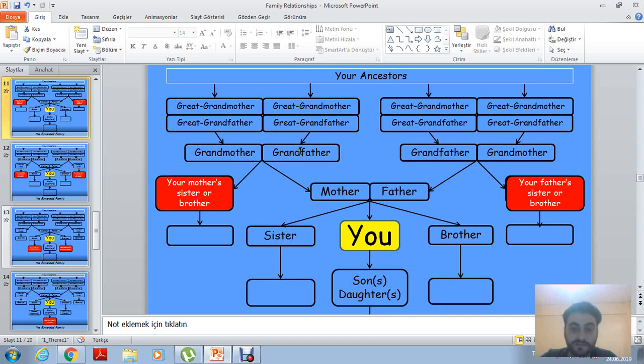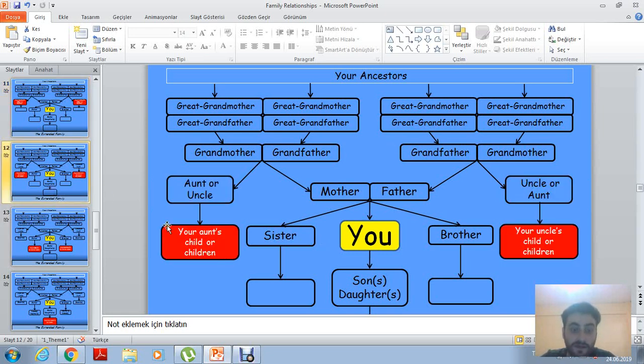Your grandmother and your grandfather might have other children. So your grandparents' children are your aunts and uncles. Aunts and uncles. Your father's brother is your uncle. Your father's sister is your aunt. Your mother's sister is your aunt. Your mother's brother is your uncle.